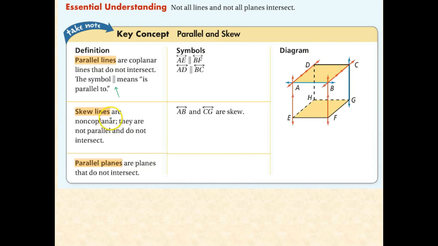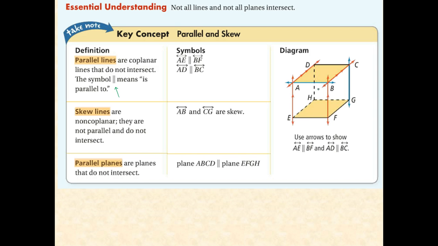Skew lines are non-coplanar, so they're not on the same plane. They're not parallel, but they also do not intersect. Line AB and line CG are skew. See, they're not in the same plane, and they're never going to intersect. Those are skew lines. Parallel planes are planes that do not intersect. So plane ABCD is parallel to plane EFGH.